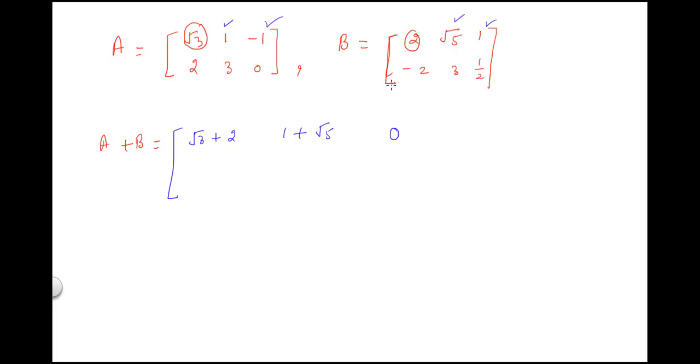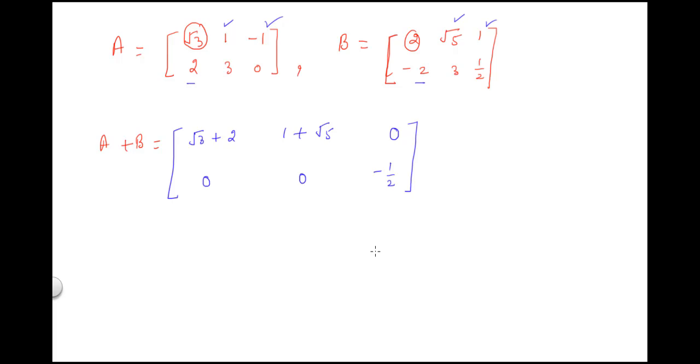Next is 2 plus minus of 2. Just to see, it will be 0. 3 minus 3, it is 0, and 0 minus 1 by 2 is minus of 1 by 2. So this is the answer for A plus B. Clear? This is how we add the matrices.